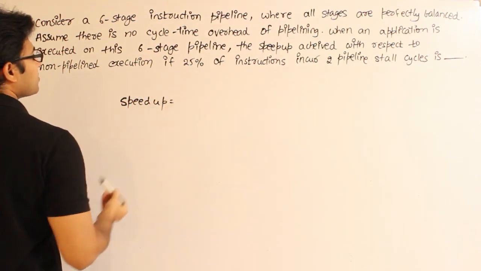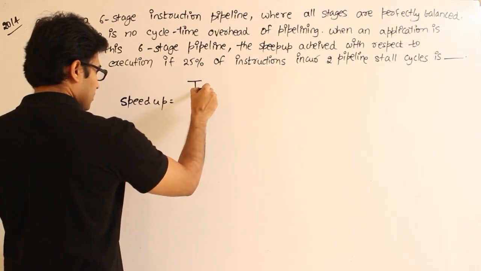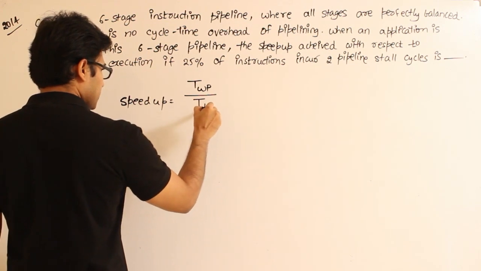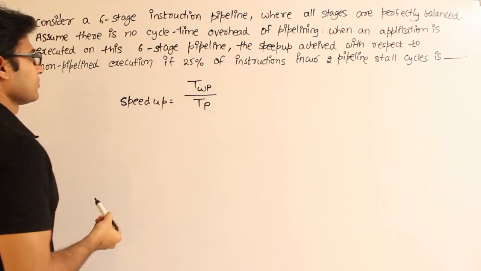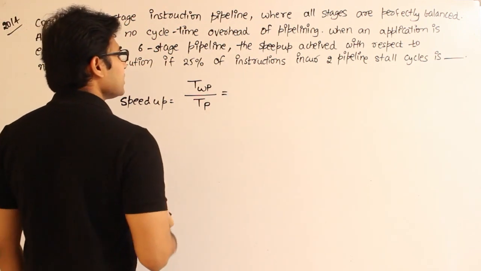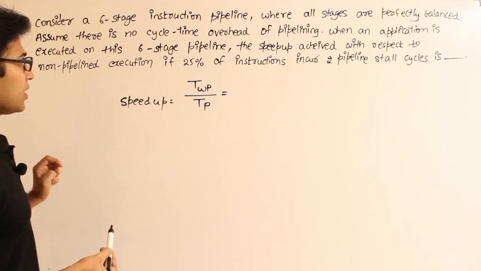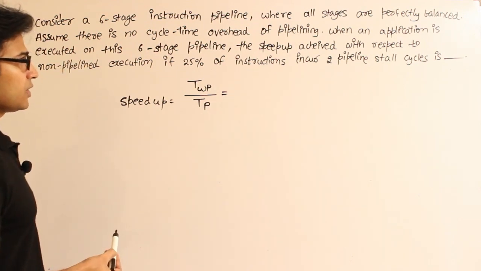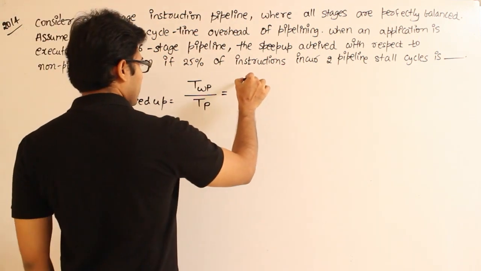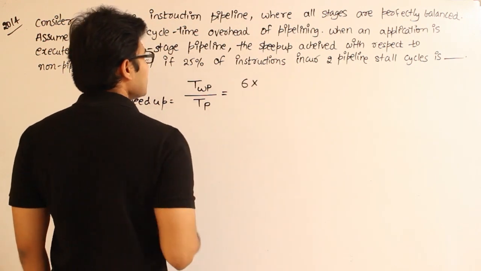We know that speed up is nothing but the time taken to execute an instruction without pipeline divided by the time taken to execute an instruction with pipeline. And what is the time taken to execute an instruction without pipeline? That depends on the number of stages and the time taken for each stage. But here they didn't mention anything about the time taken for each stage, right? So it is the number of stages, which is 6, into the time taken for each stage.